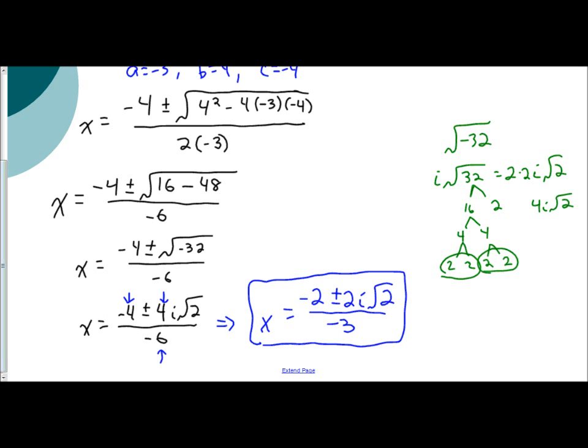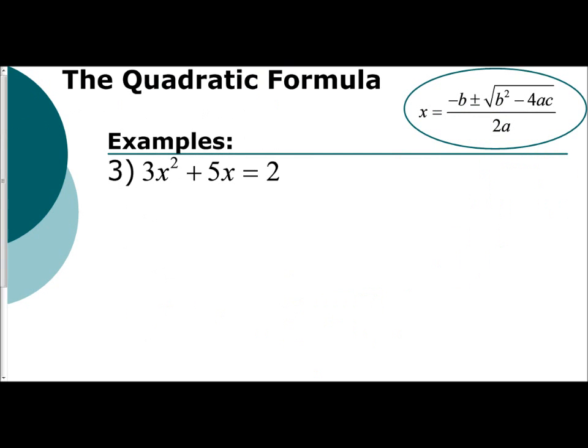So let's look at one last one in this video. It is 3x squared plus 5x equals 2. Now what's different about this one is it's not equal to 0, and all the other ones were equal to 0. So when using the quadratic formula, you want to make sure to set it equal to 0 first. So I'm going to subtract 2 from both sides, and that gets me equal to 0. And then I would identify my a, which is 3, my b is 5, and my c is negative 2. And I would go right to the quadratic formula.